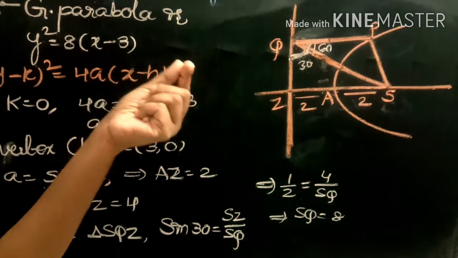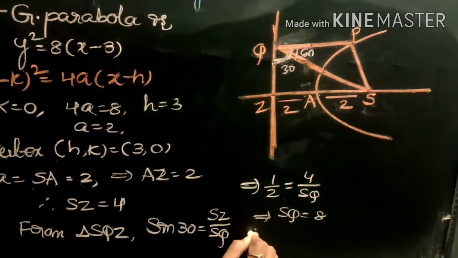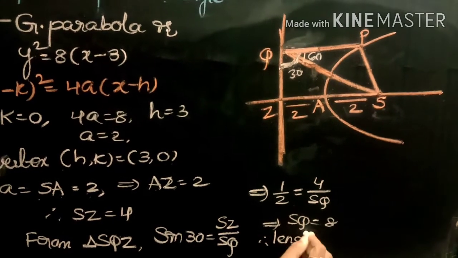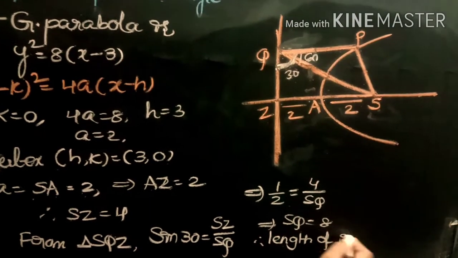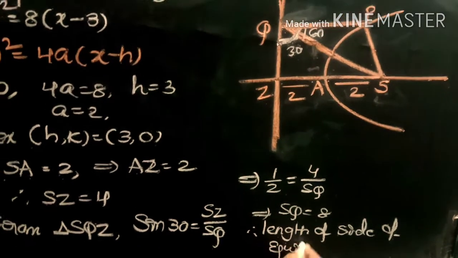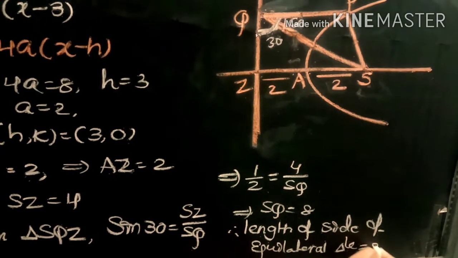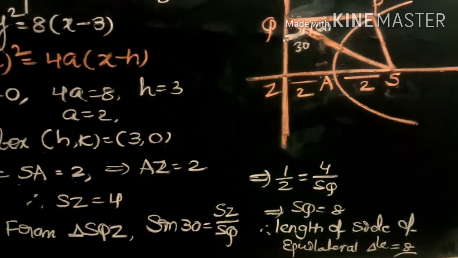But what is SQ? SQ is nothing but the length of the side of the equilateral triangle. Therefore, the length of the side of the equilateral triangle is equal to 8. That's all. That's the required answer.